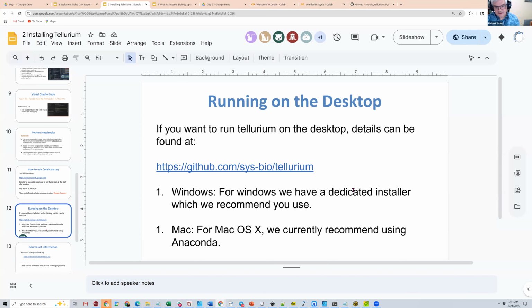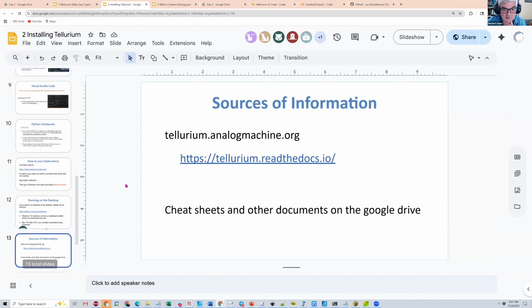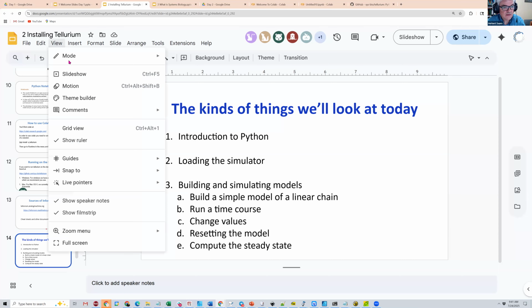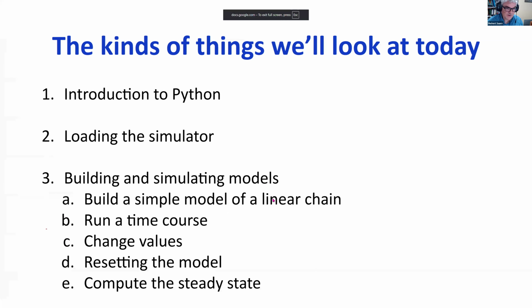So for Windows, there's a dedicated installer, but you can still install it on Windows using the traditional approach too. And for Mac and Linux, we have other ways. You can install things the way they install things too. There's the documentation, and I've got a bunch of cheat sheets, so I'll look at that in a minute. These are some of the things we'll look at today. Some basic stuff. We'll have an introduction to Python, getting the simulator running, which you'll find is really simple, and then building basic models, which you'll also find is really simple too. So we'll go through some of these basic things today.